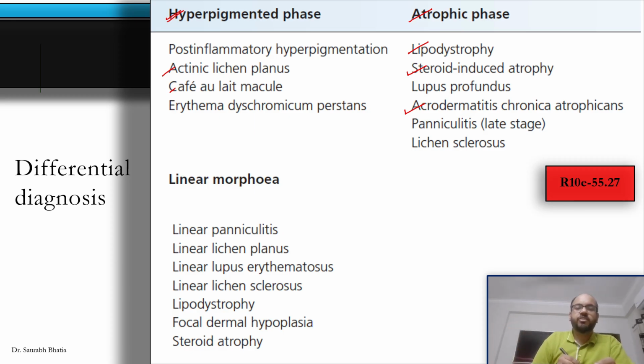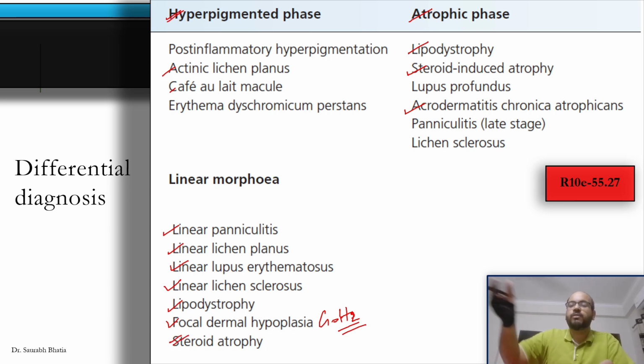For linear morphea, the differentials include linear panniculitis, linear LP, linear LE, linear LS, lipodystrophy if it involves a linear part, focal dermal hypoplasia or Goltz syndrome, so that is also one of the differentials, and steroid-induced atrophy if it happens in a localized area or along the course of veins. Okay, let's move forward.